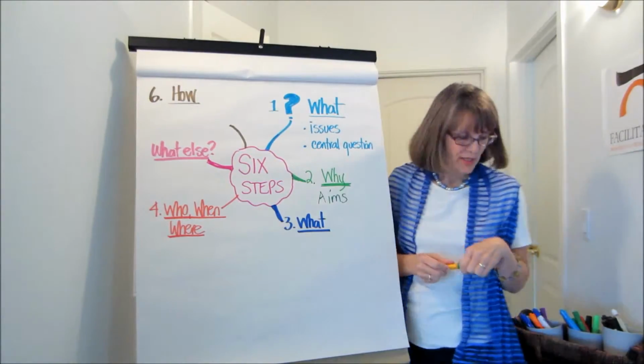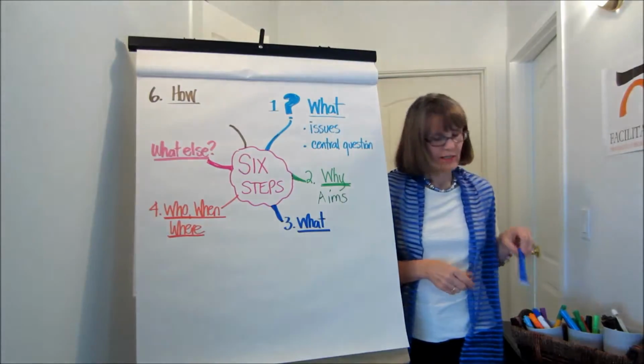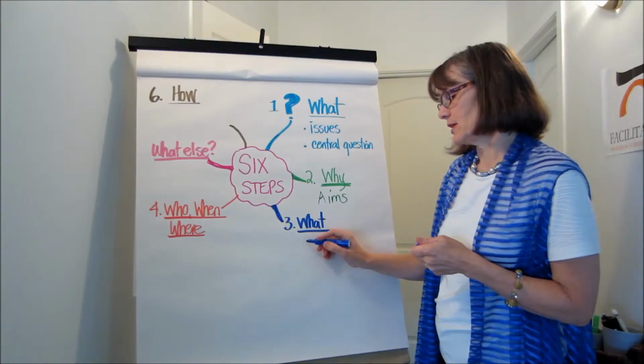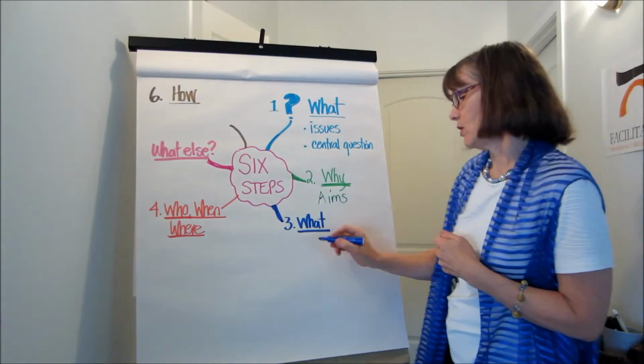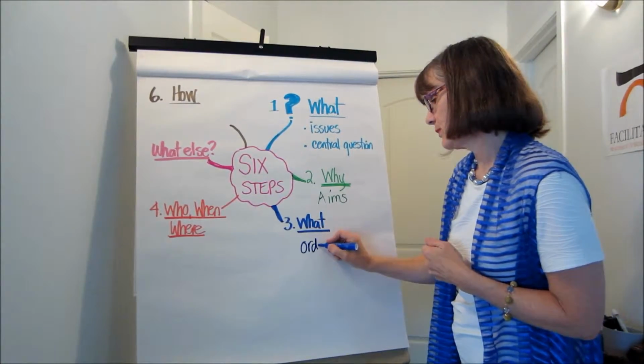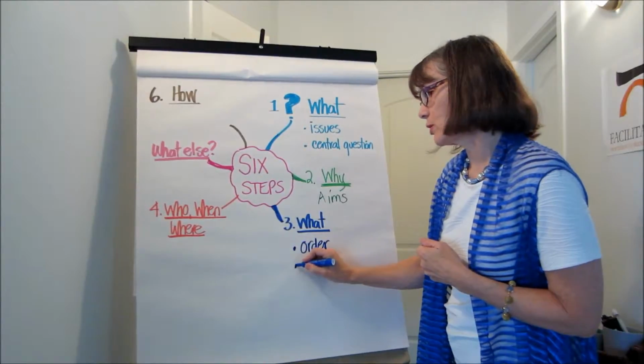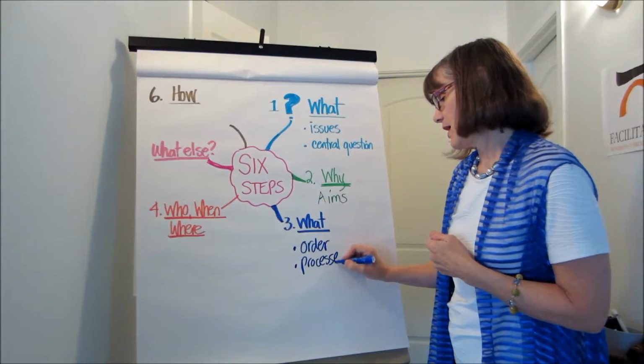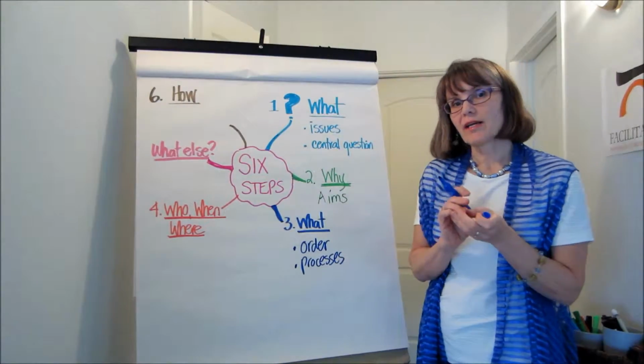So there's 2 sets of aims, heart and head. The third step is a what question again, and it's really what is the order you're going to do things in, so order, and what are the processes you're going to use, the tools and techniques. And that is something that you decide every time.